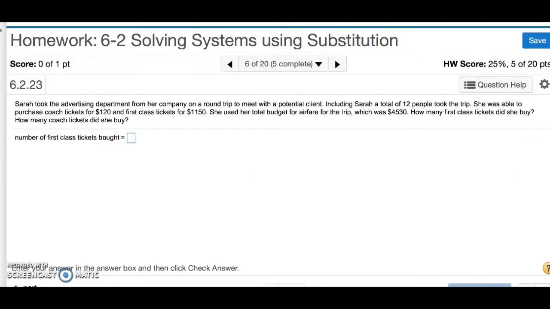Number 6. Sarah took the advertising department from her company on a round trip to meet with a potential client. Including Sarah, a total of 12 people took the trip. She was able to purchase coach tickets for $120 and first-class tickets for $1,150. She used her total budget for airfare for the trip, which was $4,530. How many first-class tickets did she buy?